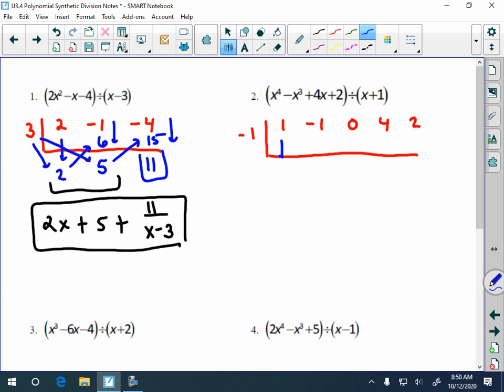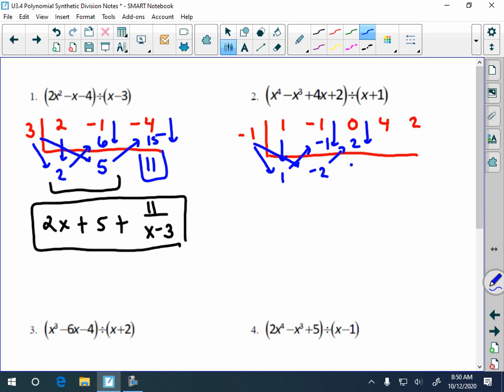We're going to drop that first number down. We're going to multiply negative 1 times 1. We're going to carry it up here. That's negative 1. Add down. Negative 1 plus negative 1 is negative 2. We'll repeat the process. Negative 1 times negative 2. That's positive 2.